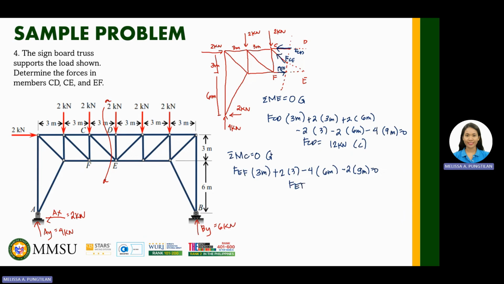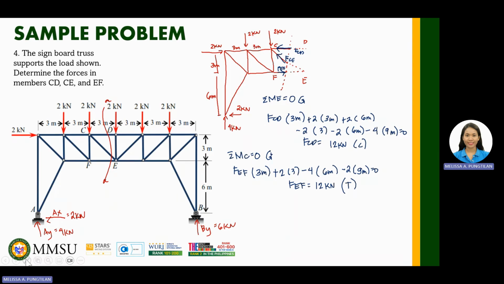Therefore, FEF is equal to plus 6 minus 24 minus 18 is equal to 0. So, FEF is also equal to 12 kilonewton. 12 kilonewton. So, tama yung assumptions natin. Therefore, 12 kilonewton by tension. Yes, tension. EF, tension. Okay, next.